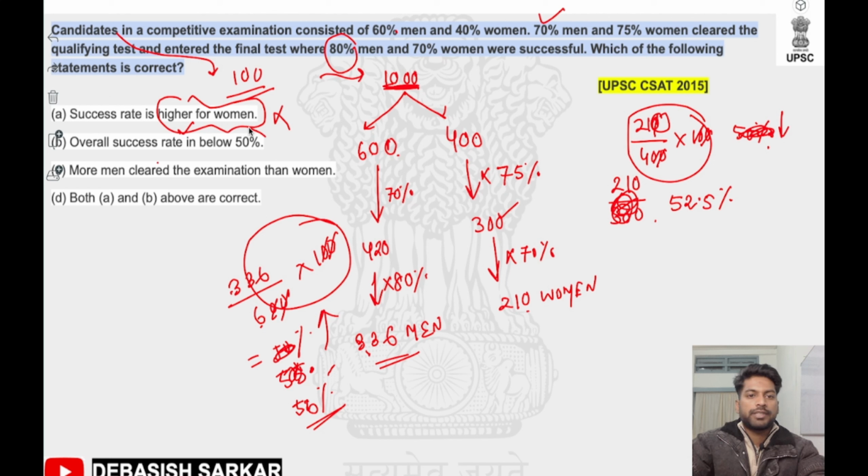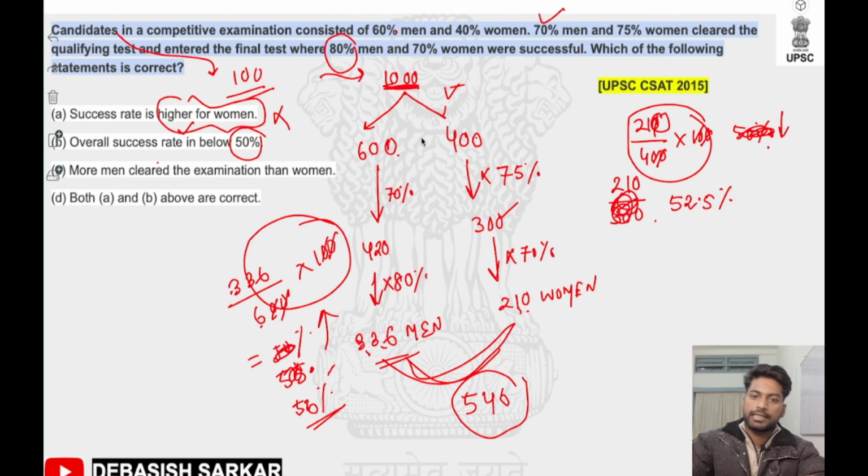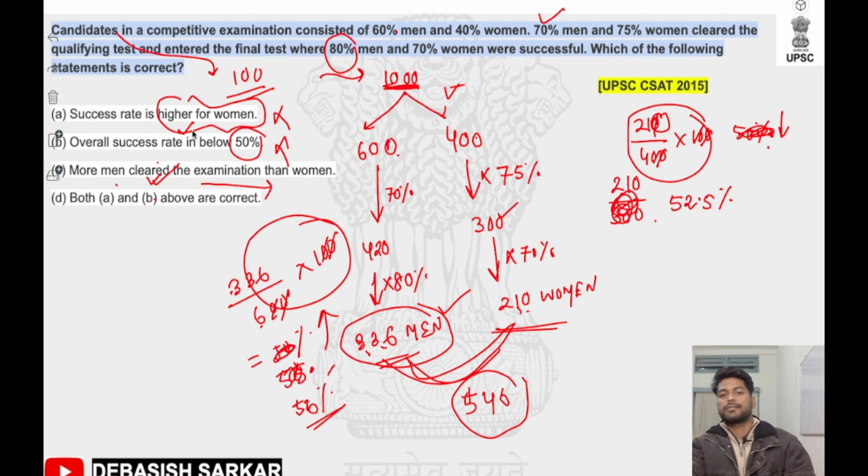Overall success rate is below 50%. Look, what will the overall success rate be? 336 and 210, that is yours 546. 546 out of 1000 is more than 50% because it is more than half. So this will also not be true. More men cleared in the exam than women. Yes, more men cleared. Look, 336 men cleared and 210 women cleared. So more men cleared. Okay, got it? Understood? Yes. Chalo. So this will be your answer, option C.